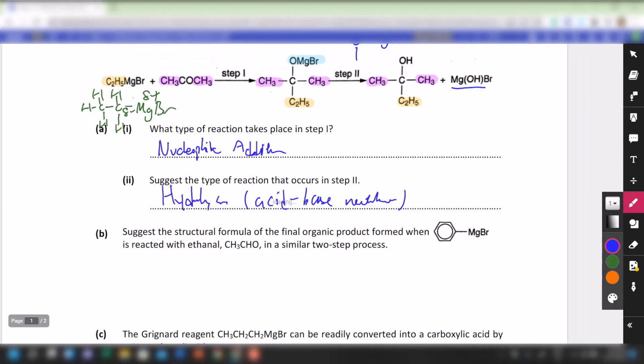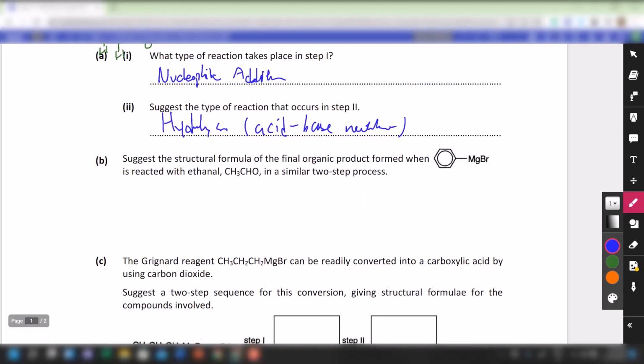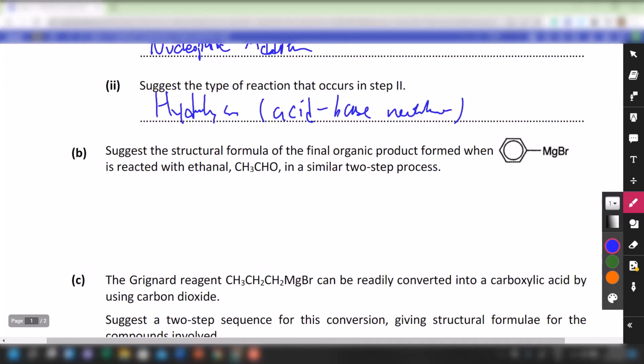And then finally for part B, suggest the structural formula of the final organic products formed when I use this particular magnesium bromide. So this should be phenyl magnesium bromide, which is reacted with ethanol in a similar two-step process. We are just supposed to draw the final organic product.